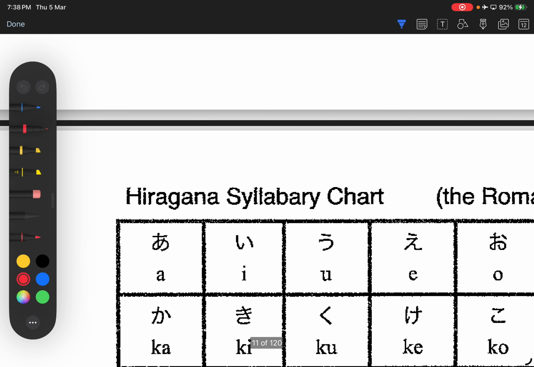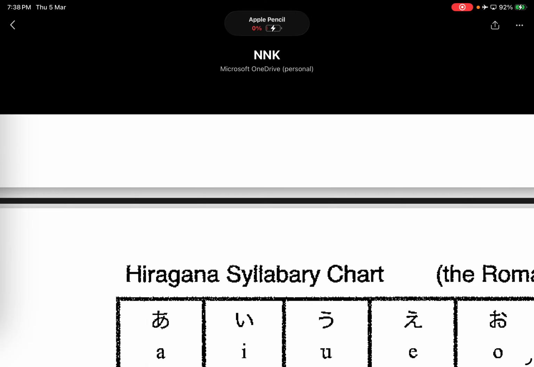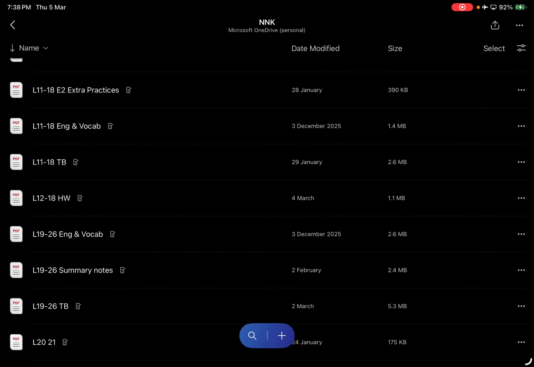Okay, so how do we write the A character? How come I cannot write? I don't have battery. Okay, never mind. Before that, I will show you something first.